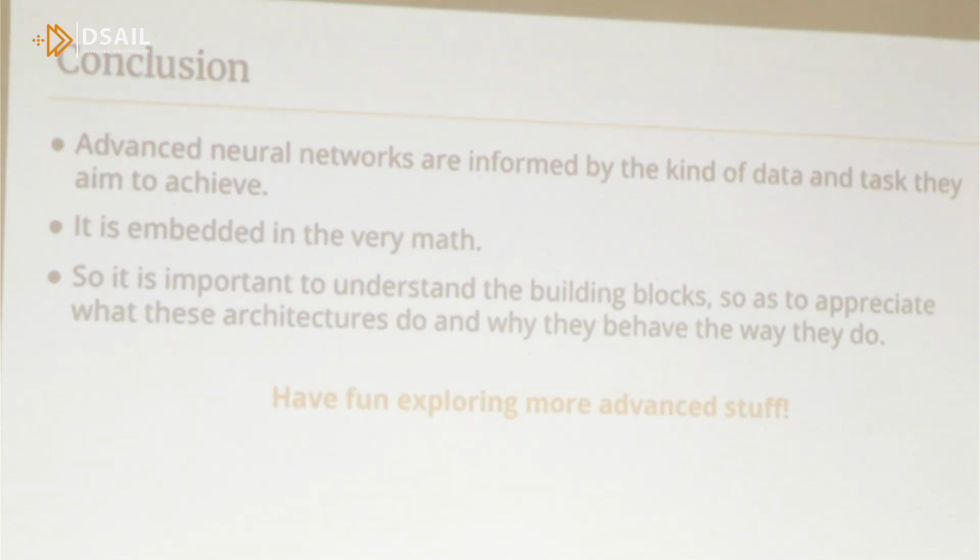So advanced neural networks are informed by the kind of data and the task they aim to achieve. So a CNN is informed by the fact that images have spatial context. So you have a model that is able to handle that kind of data. The transformer model is informed by the nature of sequential data and how that operates. So data informs the architecture of the model. It is embedded in the very math, as we've seen in CNNs and in sequences. So it's important to understand the building blocks so that we are able to appreciate what these architectures do and why they behave as they do. And I'll encourage you to have fun exploring more advanced stuff. You can check out more stuff out there.